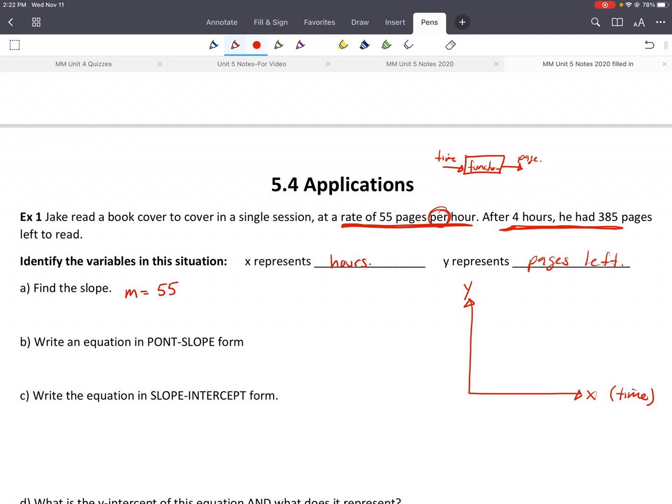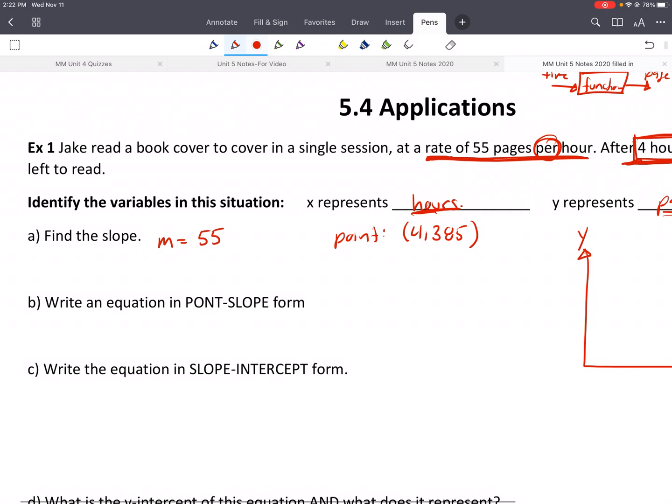Write an equation in point slope form. Well, what is this other information that is given? This is our point. They give us a point. It's not the y-intercept, not the initial pages he has to read, but it gives us how many pages we have left after he reads 4 hours. So if we write it as an x comma y, hours comma pages, our point is 4 comma 385. For all these problems, we're either going to use a slope and a point. We need to figure out which one is the slope and which is the point.